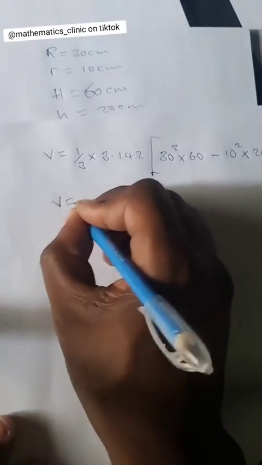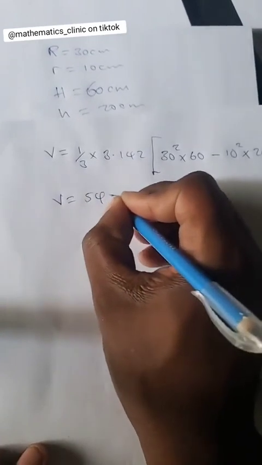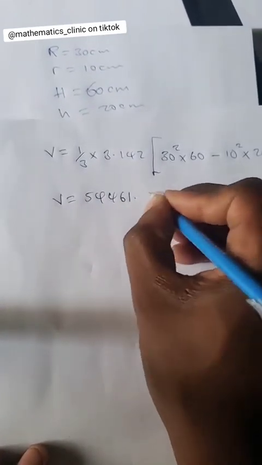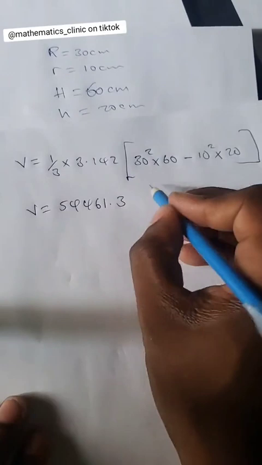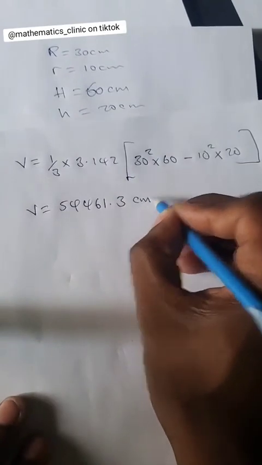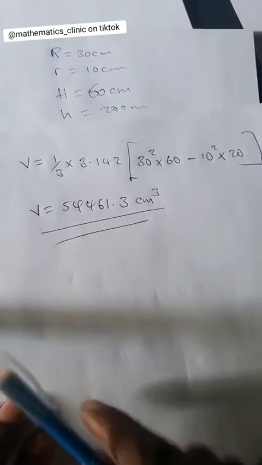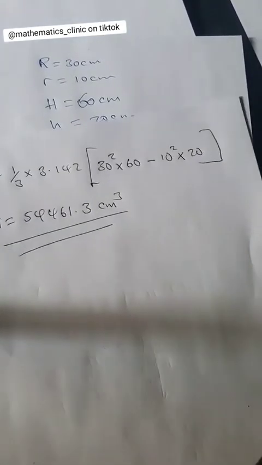54,461.333. We are not in a race, neither are we going to award anyone who's quick in giving us answers. You can confirm on your own, just to see if your answer is correct. Since it's volume, we say cubic centimeters. That is our volume. That's how we get it.